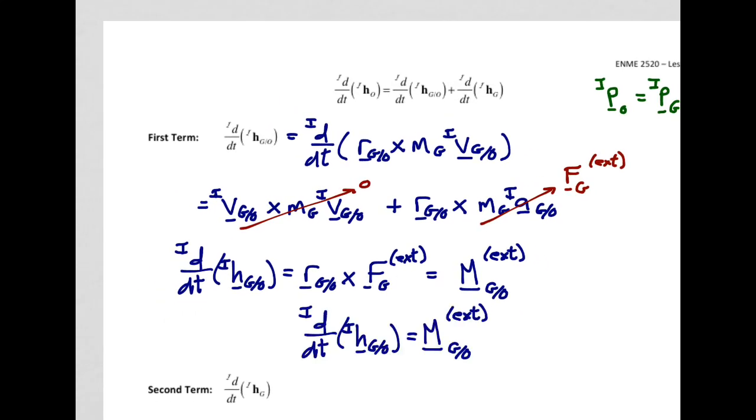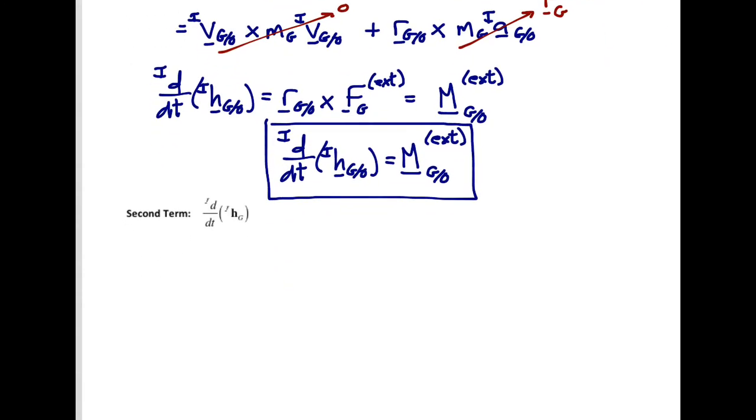So once again, we find that we can solve for the motion of the center of mass, the dynamics of the center of mass, without considering the internal forces or the movement of the external forces. All we need here is the moment of the center of mass about point O due only to external forces, and that's equal to the time derivative of the angular momentum of the center of mass about our inertially fixed point O.